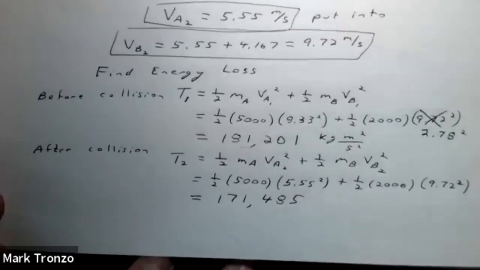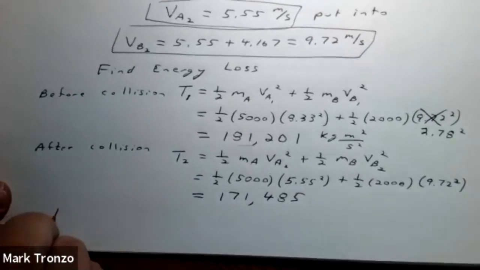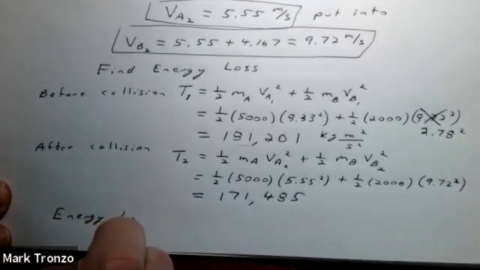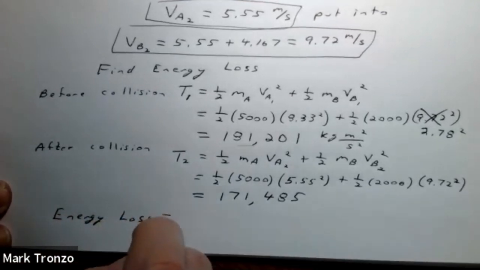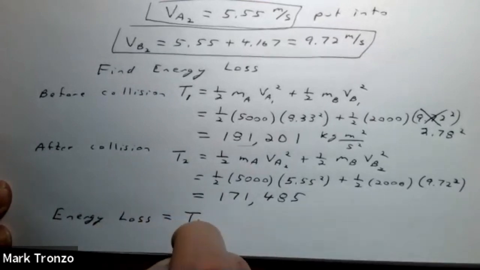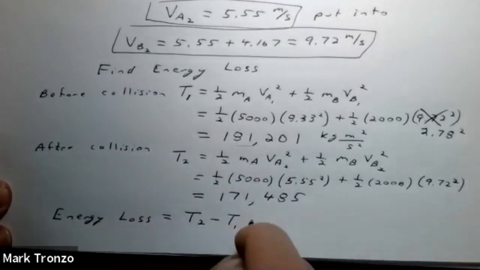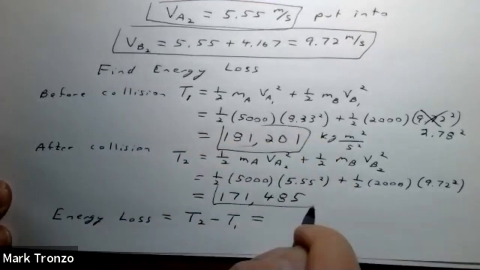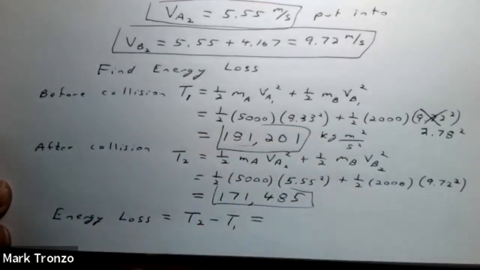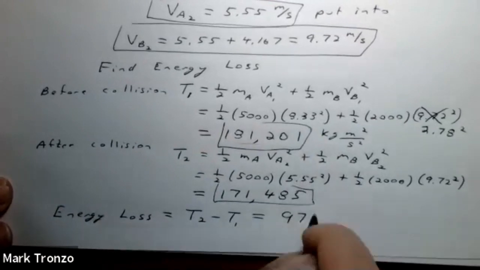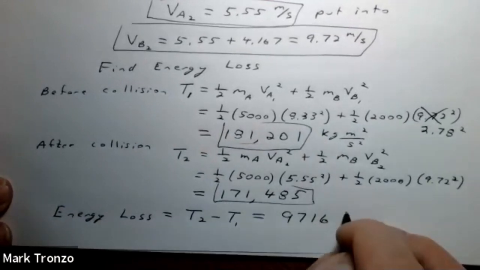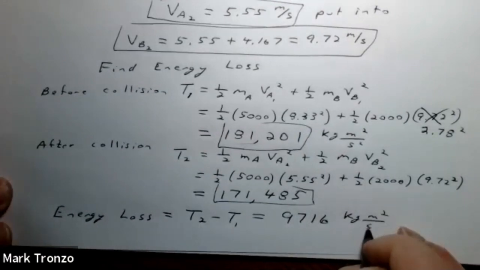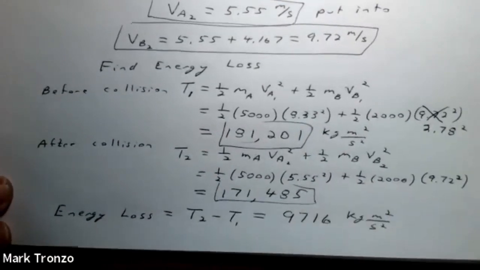So we'll have to see the change in energy. So the energy loss is going to be equal to T2 minus T1. So that'd be this one minus this one. And when you put it in your calculator, around 9716 kilogram meters squared per second squared.